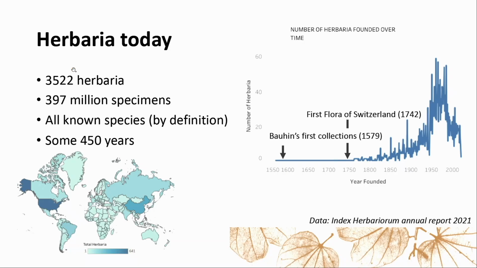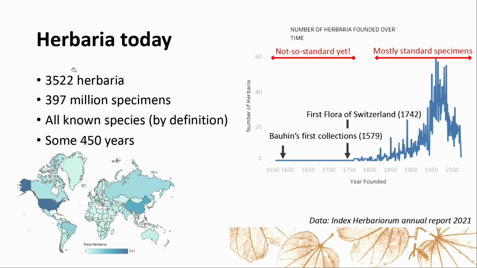Today, we have about 400 million herbarium specimens in the world, and I want to draw your attention to this graph. I'm pointing at the left thing here. There's this tiny little red dot. So this is the year that herbaria were founded, from the database of herbaria, and you see that Bauhin's herbarium was really at the beginning of botany. The first flora of Switzerland was still at the beginning of botany, and only in the 19th century were herbaria arising.